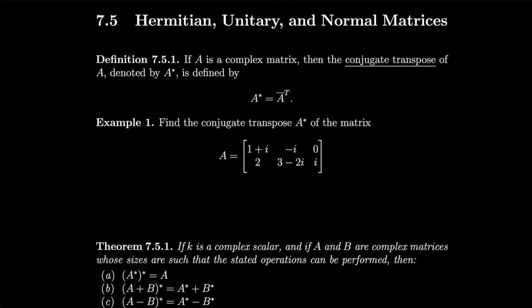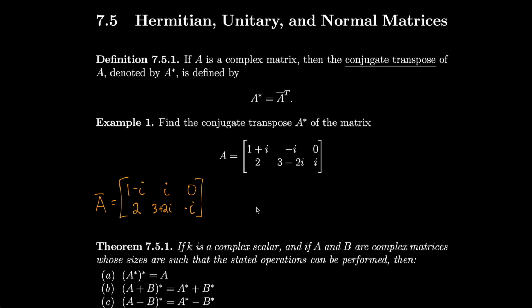So first we'll find the conjugate, A bar. Instead of 1 plus i, we'll write 1 minus i. Instead of minus i, we'll write positive i. And instead of 0, we'll still write 0, because we only adjust the sign in front of any of the imaginary parts. So 2 stays 2, and 3 minus 2i becomes 3 plus 2i, and i becomes minus i. So that's the conjugate of A.